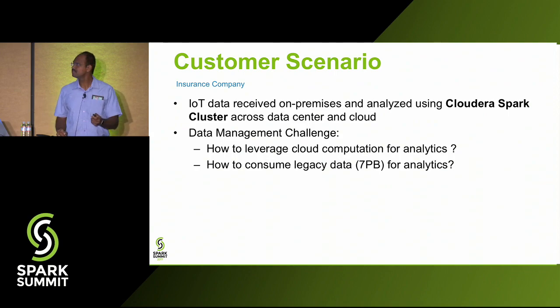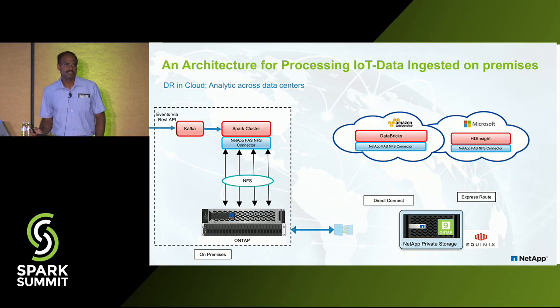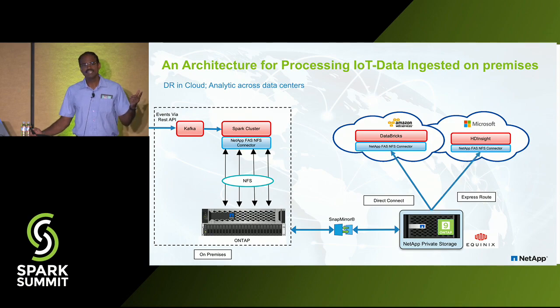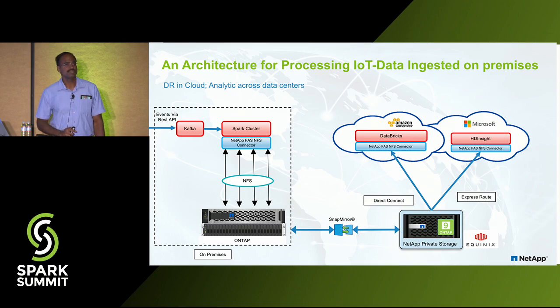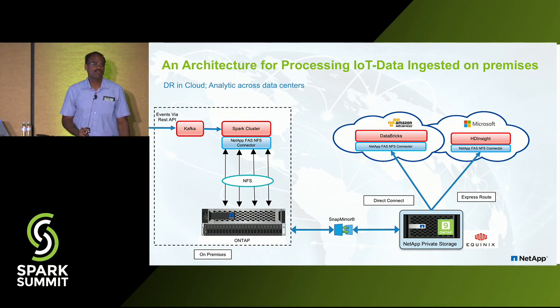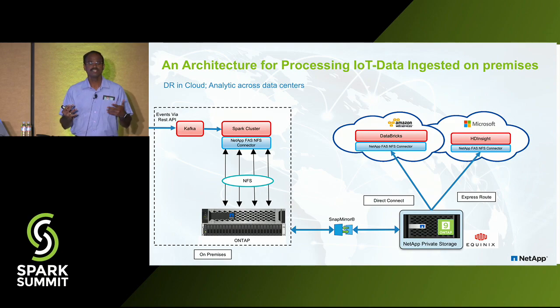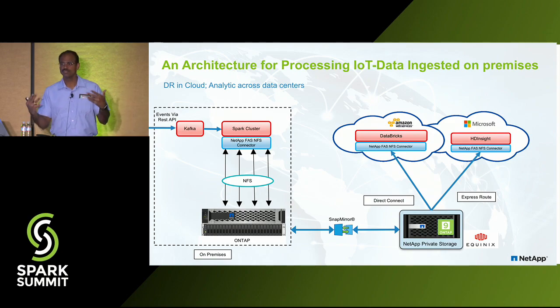So how do we address this? Here we ingest the data on premises, and the data is transferred or protected into NetApp Private Storage using SnapMirror, and it is provisioned to multiple service providers. That means AWS has Databricks, and Azure has HDInsight, through service level offerings. They can use those, and this is like a consumption model. Use it and pay for it. Just pay for whatever you use. That way we address that solution.